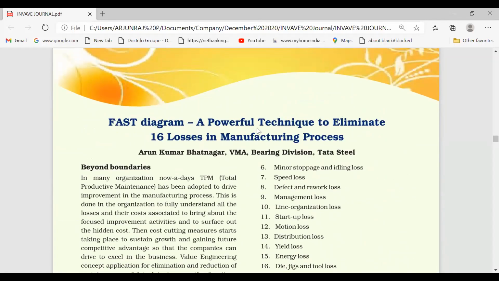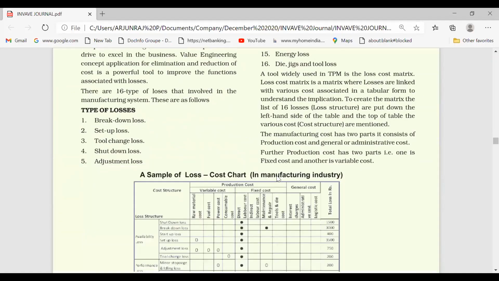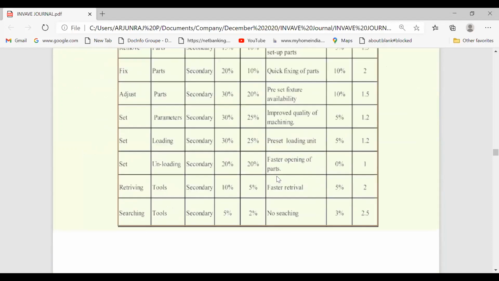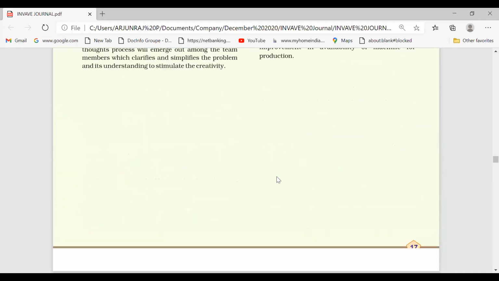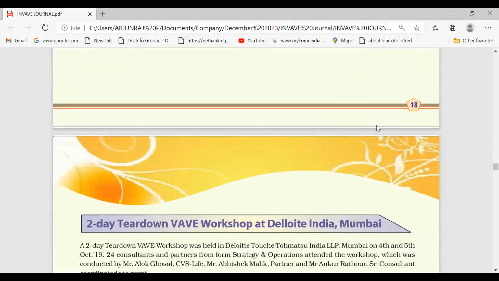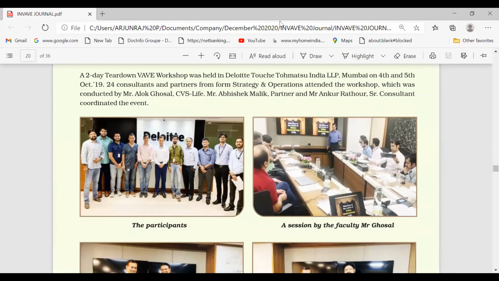You can use this FAST diagram, a powerful technique, to eliminate the losses in manufacturing also, with some case studies related to manufacturing. Good. What do you do?